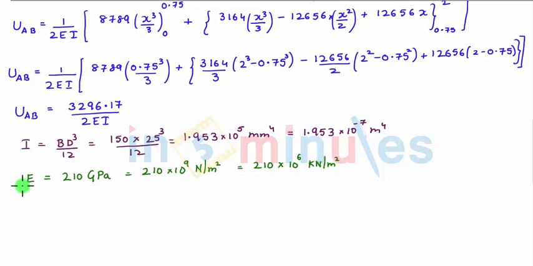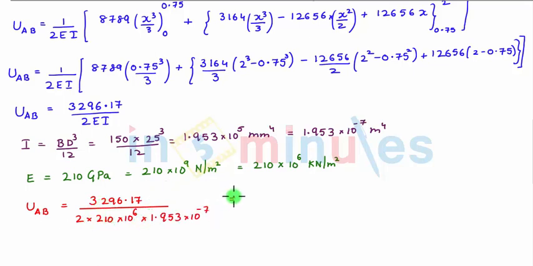So now upon substituting the value of E and I in this strain energy equation, we have the strain energy in beam AB is equal to 3296.17 upon 2 into E into I, which is equal to 40.18 kilonewton meter or 40.18 kilojoule. So this is the strain energy stored in the beam AB.